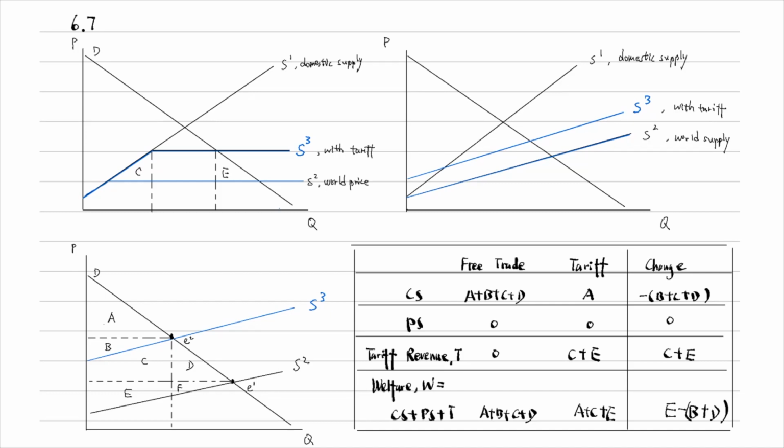So, the social welfare, measured as the sum of consumer surplus, producer surplus, and tariff revenue, is A plus C plus E. The change in the welfare is E minus B minus D. It could be positive. It means that the tariff may raise welfare in the importing countries.